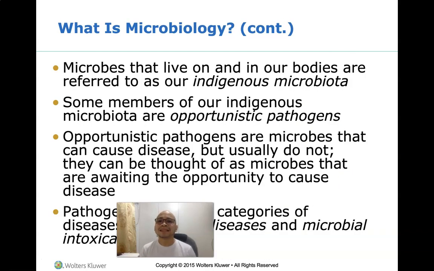Okay, so microbes that live on, such as those found on the skin, or inside our bodies, we call indigenous microbiota. Before, they called it normal flora. But since microorganisms are not plants, we avoid calling them normal flora. So we call them indigenous microbiota or sometimes normal microbiota. Some members of our indigenous microbiota are opportunistic pathogens. So they have the possibility of becoming opportunistic. What does it mean? It means that they can take advantage of hosts with a weak immune system.